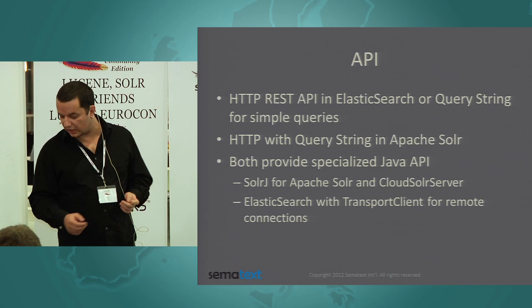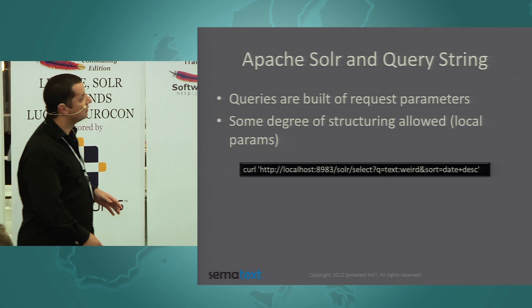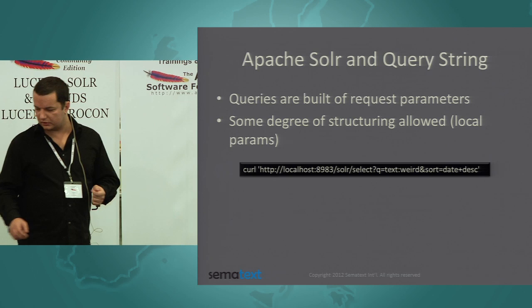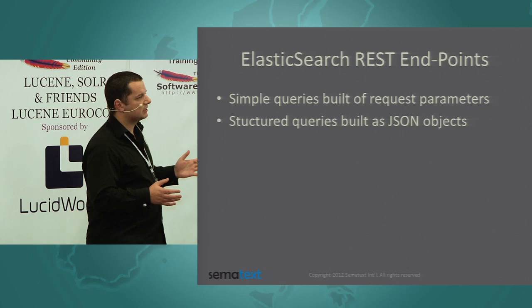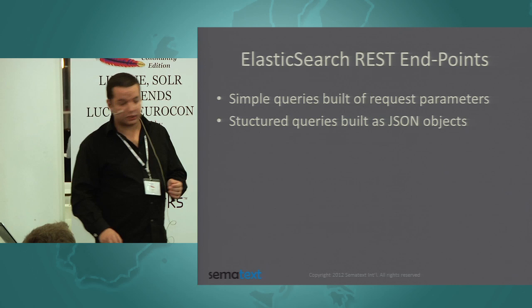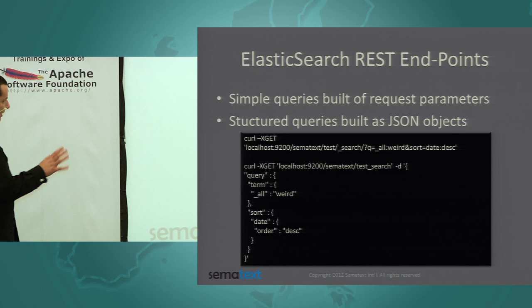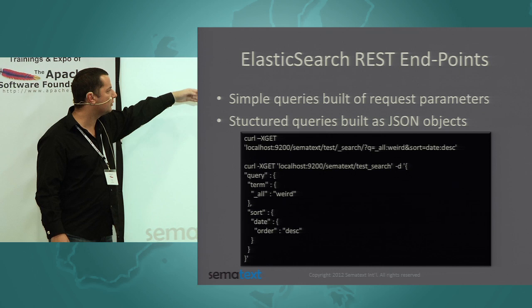Apache Solr and the query string, most of you probably know Apache Solr, so some degree of structure is allowed, for example, with local params and stuff like that. A simple query looks like that, nothing unusual. In Elasticsearch, we can build queries with request parameters, simple ones, but the most complicated ones should be sent as a JSON object to the proper REST endpoint. For example, the first is the simple request param, and the second is a structured JSON query. Almost the same, but the query above will be a match, and here we have the term query, which is not analyzed. But as you can see, there is some structure.